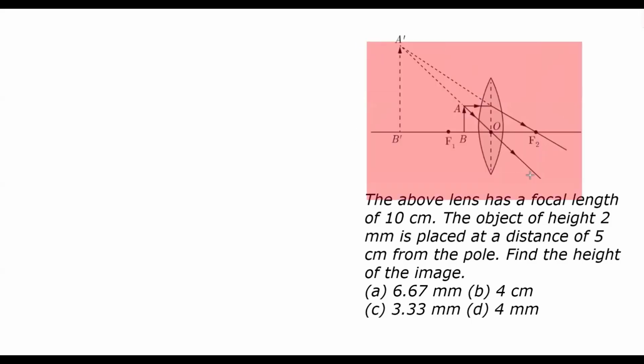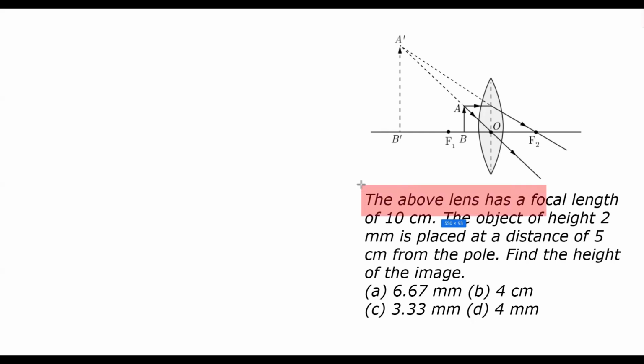Well, this I can see is a numerical based question. It says the above lens is a convex lens, right? Of focal length 10 centimeter, the object of height 2 mm is placed at a distance of 5 centimeter from the pole. We have to find the height of the image. So let's begin with writing the information we have symbolically.